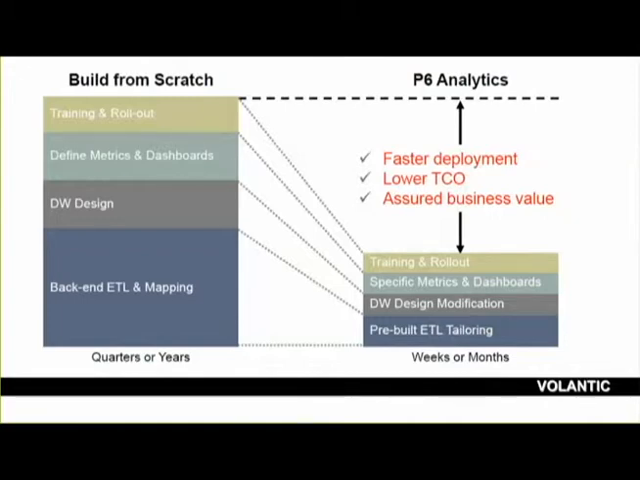On the left here, it shows in quarters or years the effort it takes to build from scratch. On the right, it shows what happens when you have P6 Analytics and you're able to deploy it faster. Usually what we see with our clients is they start out with all the pre-built content and then move to customization from there. We're going to get into that a little later in this presentation.